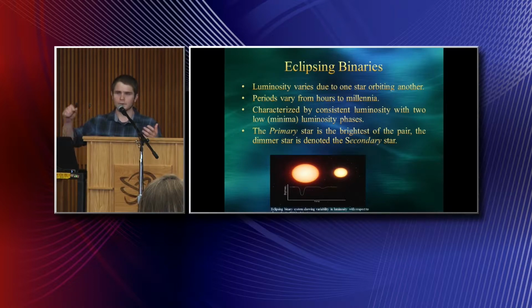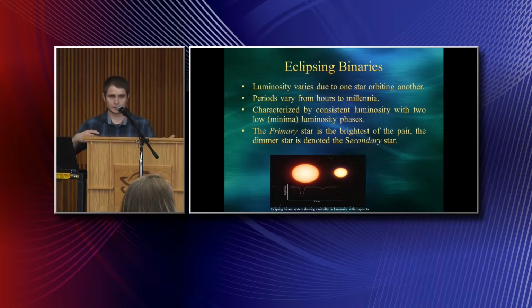We can think of it as just one object eclipsing the light from the other. And this is usually characterized by its light curve, and it has two minima, and the sizes of these minima depend on the sizes of the stars and the distance that's separating the two. General nomenclature for these stars is to call the brighter star the primary and the dimmer star the secondary. If they have equivalent brightnesses, then it's just kind of an arbitrary choice.